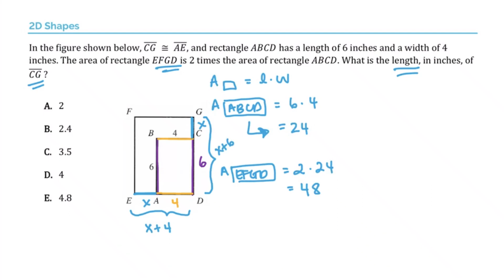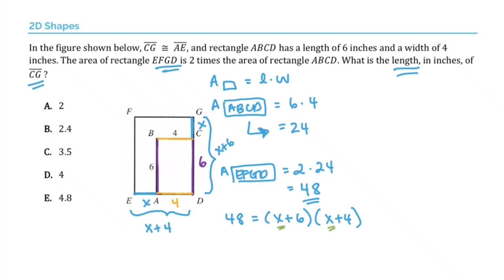So I now know that the area of rectangle EFGD is 48. But I also know that the length of that rectangle is x plus 6, and the width of that rectangle is x plus 4. So I can use that information and the fact that I know the area is 48 and work backwards to solve for x. So 48 equals length times width. Length was x plus 6. Width was x plus 4. So very quickly at this point in the question, remember, our goal is to solve for x.